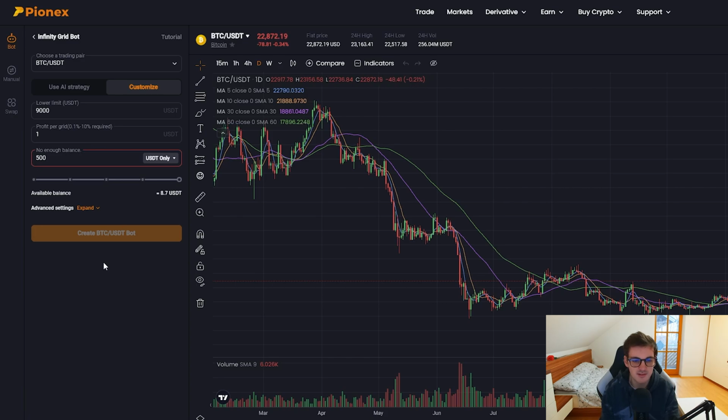Whatever the price does, the infinity grid bot will make sure that the value of your Bitcoin always stays the same, and whenever there is a change, you will make a small profit. The bot will keep doing this infinitely as long as the price stays above your lower limit. Of course, if you specify a stop loss or a take profit, the bot might stop sooner.